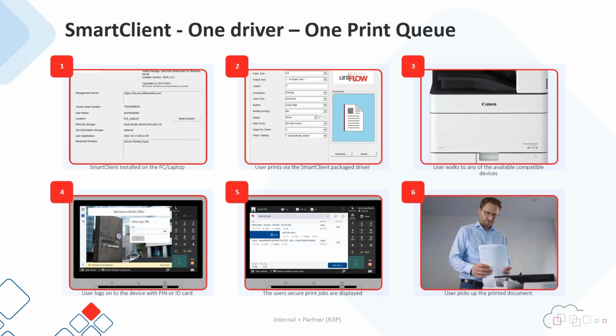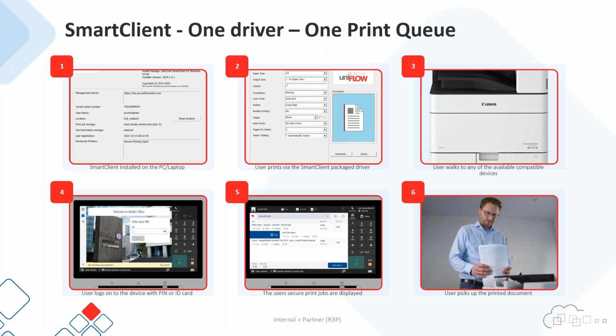So in terms of closing now on the SmartClient, I just want to go over the six steps really. The SmartClient app for Windows or Mac with the driver is installed on the PC or the laptop, as I explained earlier in the webinar. The user submits a print job via the driver in the normal way to the print queue that's installed on their PC. The user walks to an available device in a given location. It doesn't have to be in the location where the job was originally submitted.